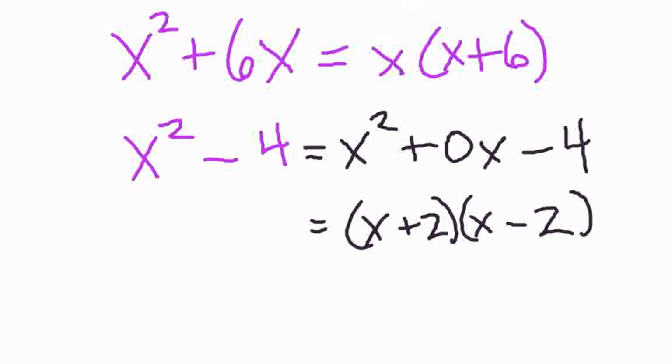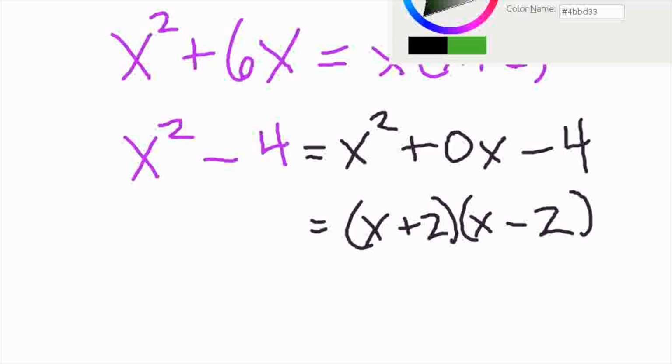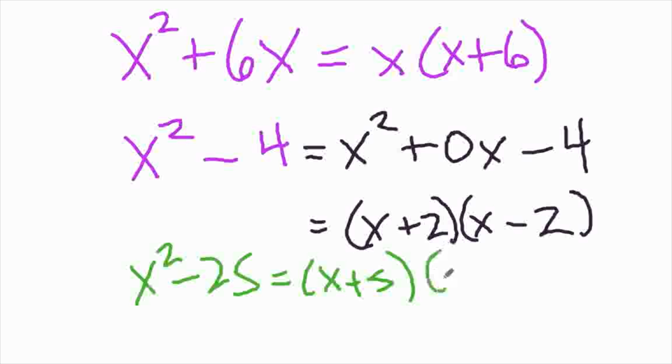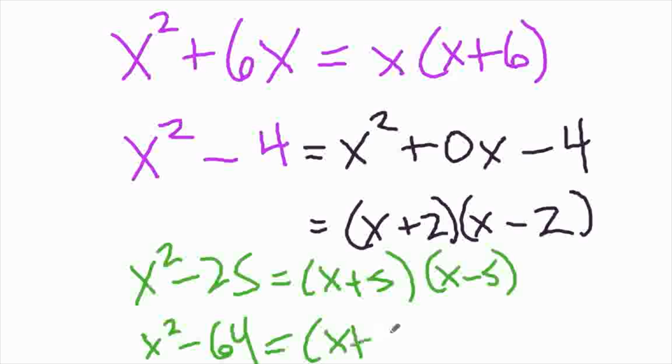Okay, let me give you some other examples of the difference of squares. What about like x squared minus 25? You can factor that as x plus 5 times x minus 5. x squared minus 64 would be x plus 8 times x minus 8, and on and on. Okay, now what if you didn't have a difference? What if you had the sum of squares? Well, then it won't work. You won't be able to factor it if it's the sum of squares, only if it's the difference. Okay.